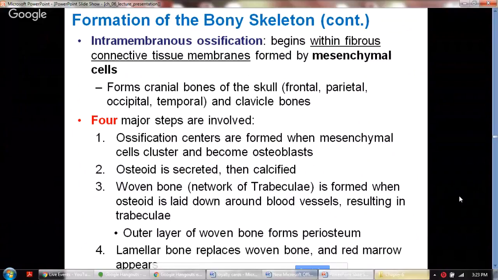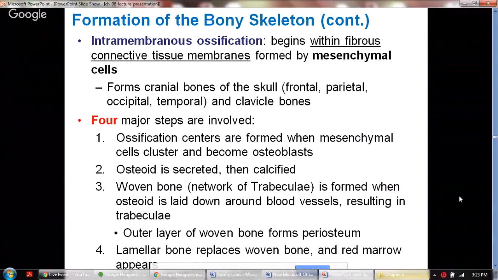There are four major steps involved in this ossification. First, the ossification centers are formed when the mesenchymal cells cluster and become osteoblasts, and they start to secrete the osteoid, and eventually this osteoid starts to calcify. And the woven bone starts to form when this osteoid is laid down around the blood vessels. The woven bone is called the network of trabeculae, resulting from osteoid laid down around the blood vessels, resulting in trabecular formation.